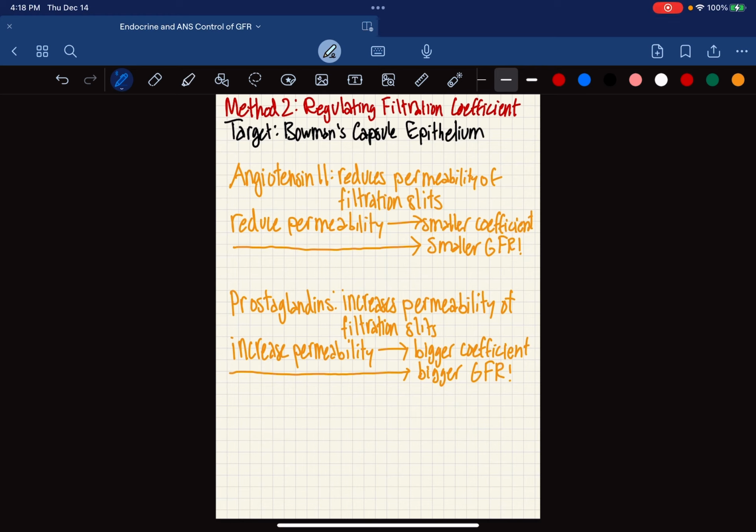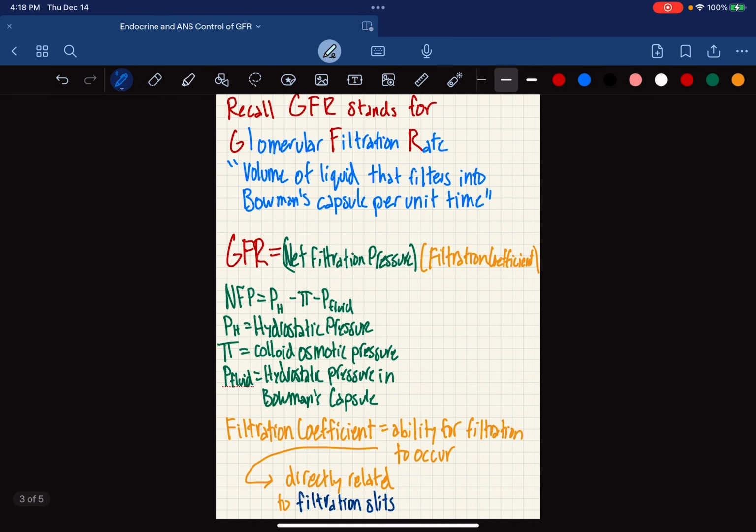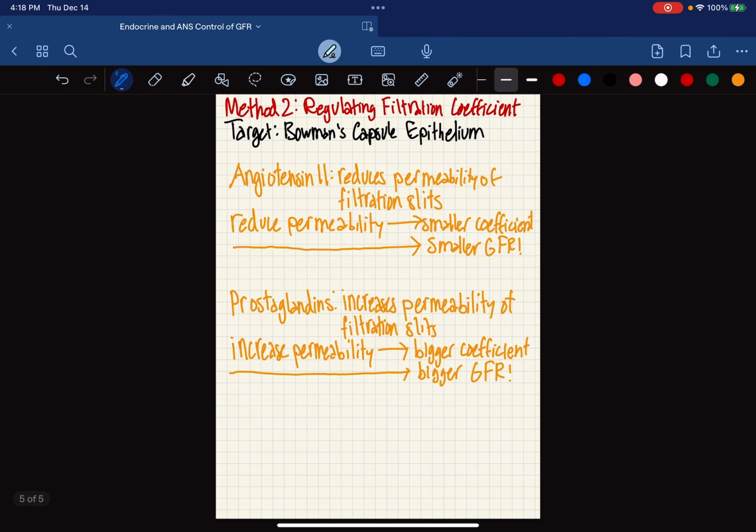So angiotensin II reduces the permeability of filtration slits. So if it's harder to permeate through these filtration slits, that means that the filtration coefficient will go down. And once again, if we recall, the GFR is the product of the filtration coefficient and the net filtration pressure. And that leads to a smaller GFR, because if you have a smaller filtration coefficient, then you have a smaller GFR.